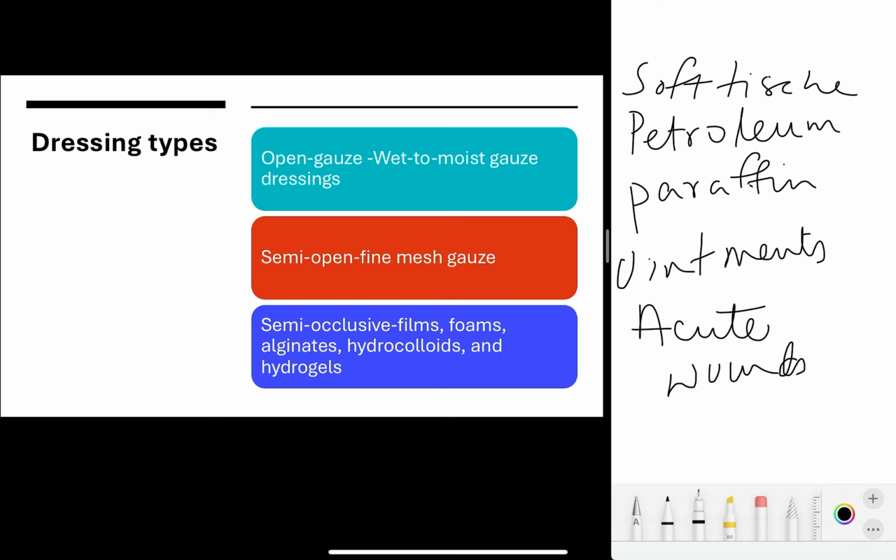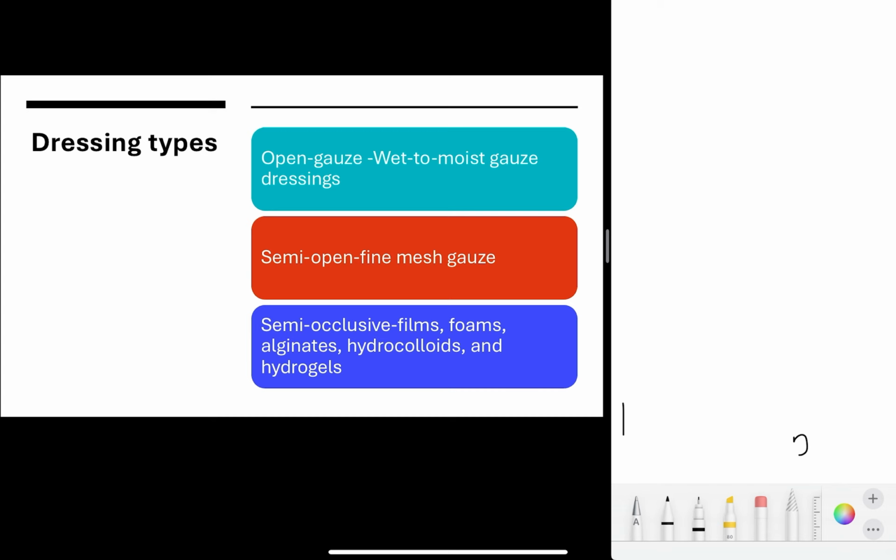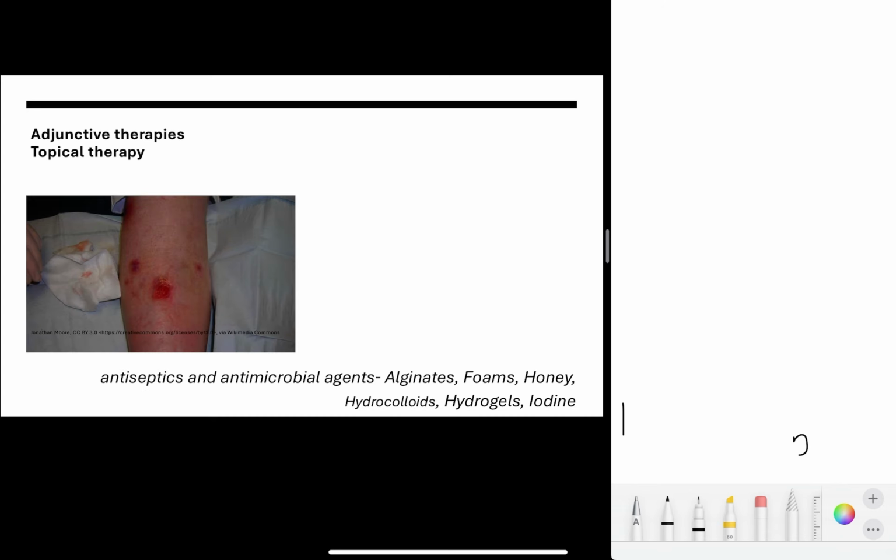They encourage re-epithelialization in acute wounds, but they also have limited absorptive capacity. Now coming to adjunct therapies or topical therapy, some of the topical agents like antiseptics and antimicrobial agents may be used to control locally heavy contamination, and some names are alginates, foams, honey, hydrocolloids, hydrogels, and iodine.